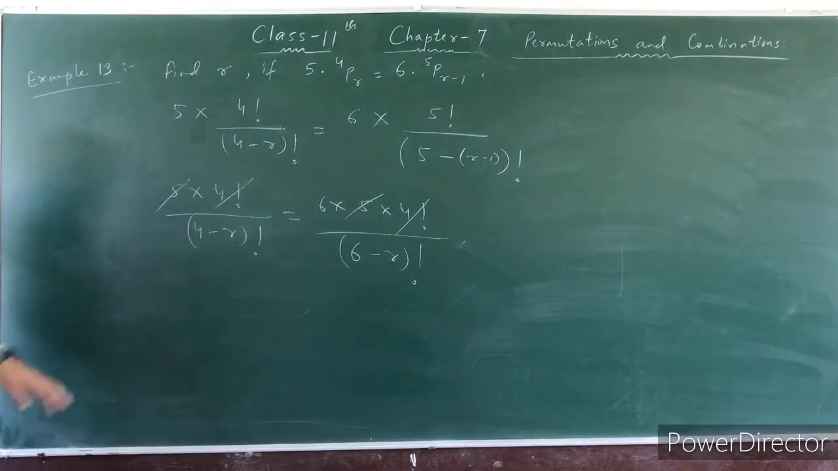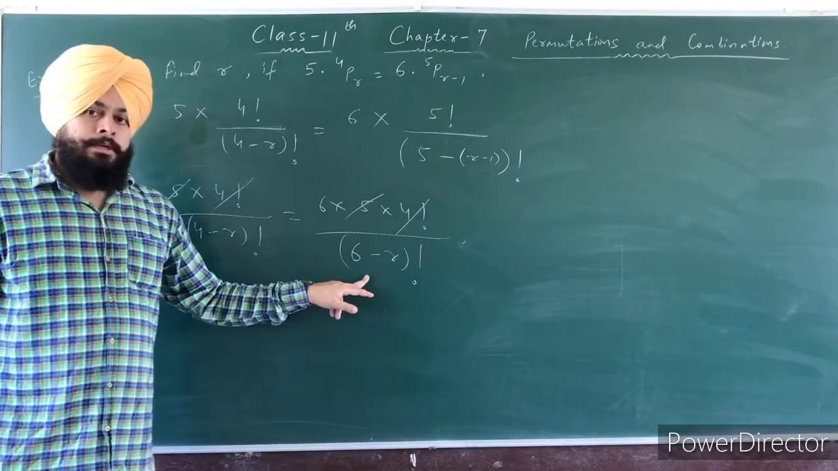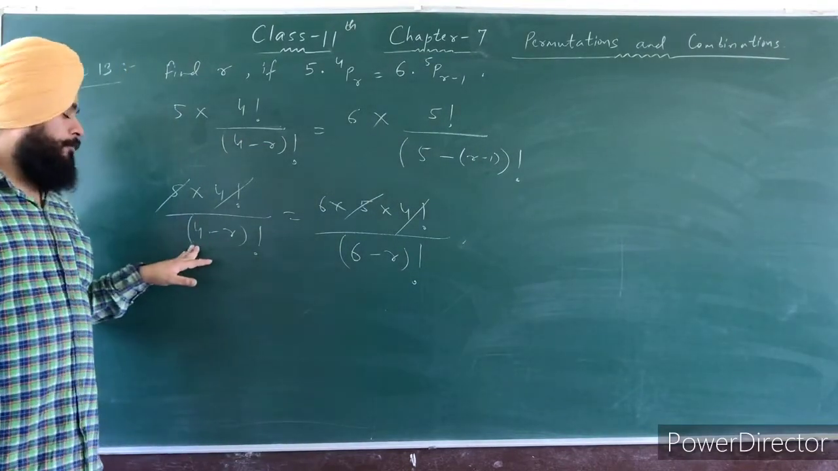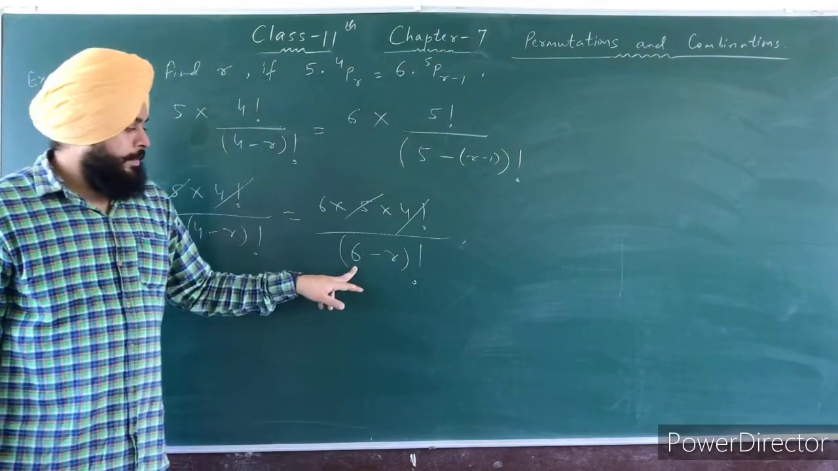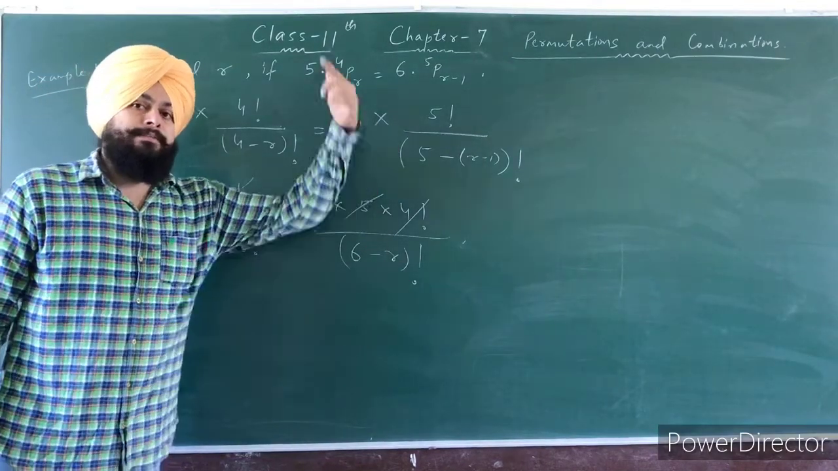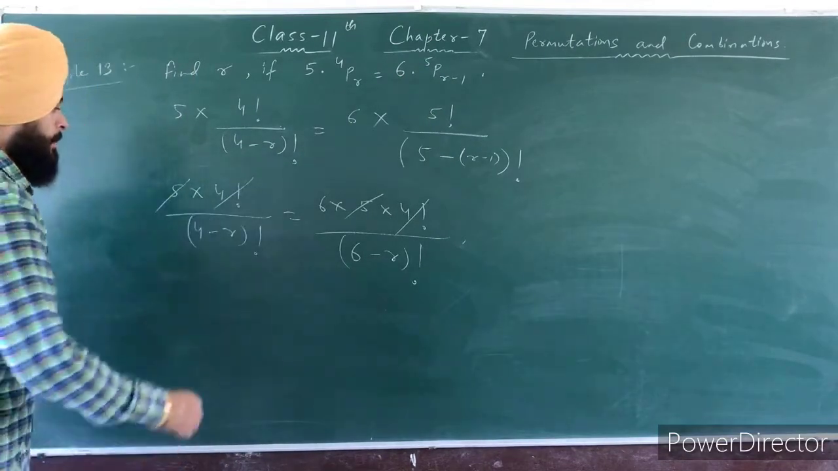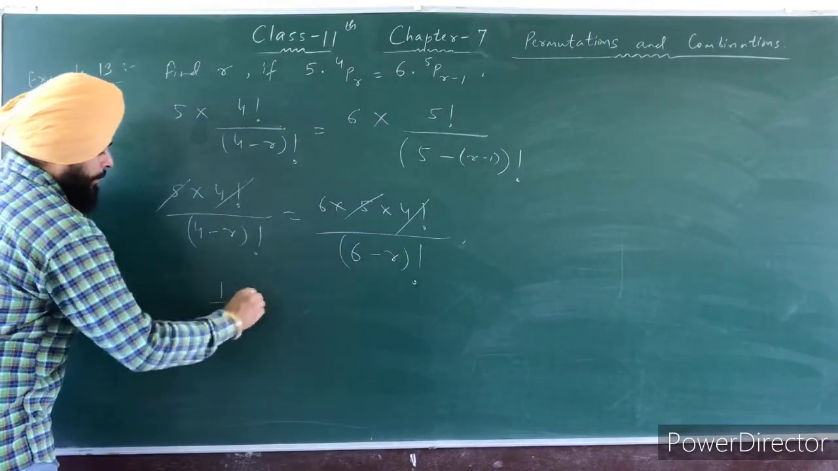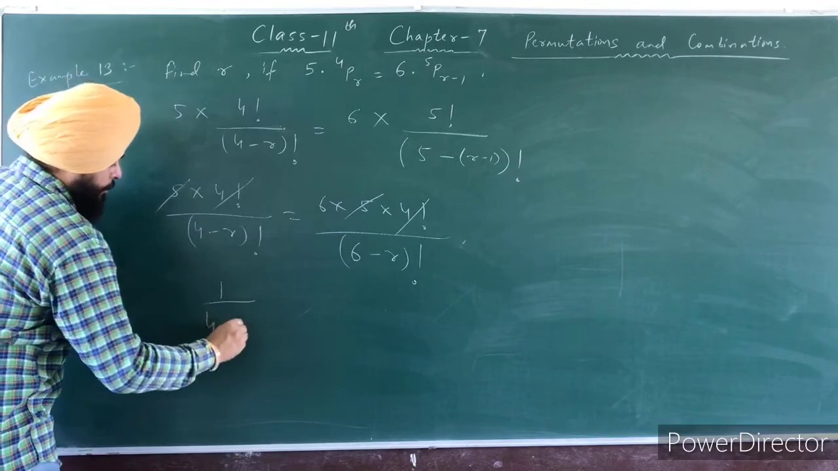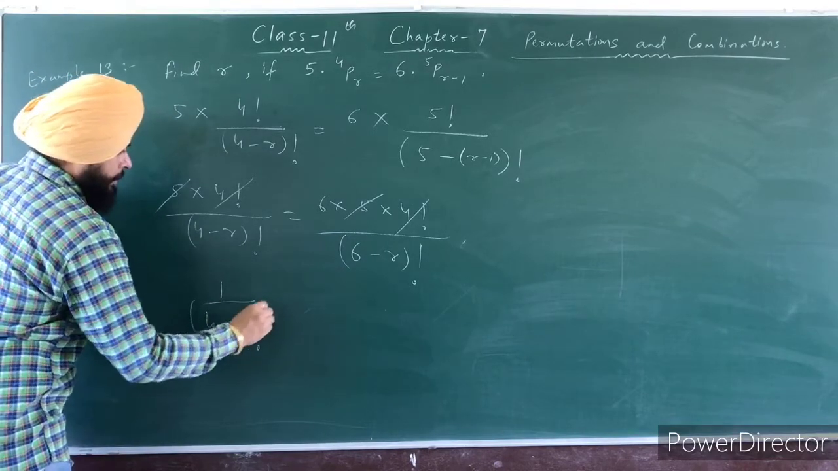Now which term should you expand? This one or this one? If you subtract from this, then 4 minus 1 is 3. If you subtract from this, 6 minus 1 is 5 and 5 minus 1 is again 4. So we can expand this term. So what is left here in the numerator? 1 divided by (4 minus r) factorial.